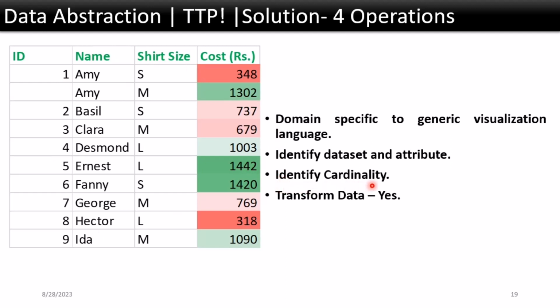And then we identify cardinality. As you can see, the shirt size is S, L, and M. These are the common sizes. The least cost would be 380 and the highest cost would be 1442. So we have identified the cardinality. The total number of data was 10, but one name was repeated two times, so I have made it 9 data. Okay, we have identified and transformed the data.